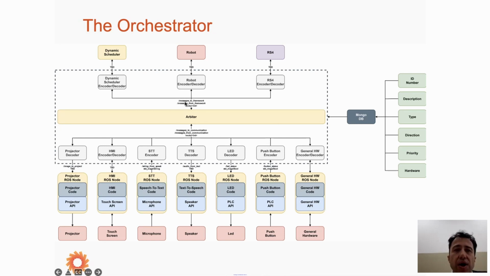And the information coming from these devices arrives to the arbiter. The arbiter is nothing else than an arbitrary strategy that you can choose for handling priorities between the devices. Maybe you want the projector to have a higher priority with respect to the speaker or whatever. So it's really application dependent. And it dispatches the information to the dynamic scheduler, to the robot, or to the RS4. Okay, so this is basically it.